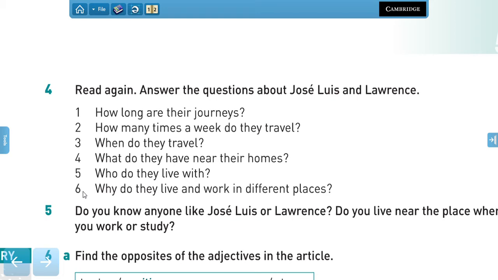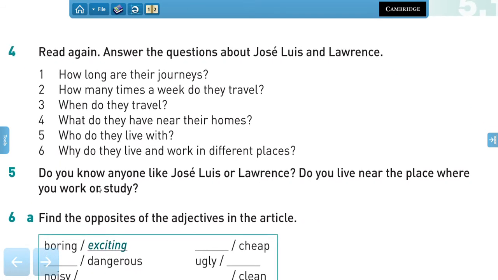And the last question says, why do they live and work in different places? Well, Jose Luis says that his village is safe, quiet, and cheaper. And Lawrence says that they can have a bigger house and that it is a nicer place to live. Right? Now, do you know anyone like Jose Luis or Lawrence?